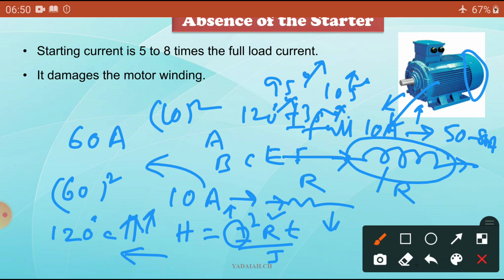But initially it will draw the current, instead of 120 degrees, this temperature may be 150 degrees centigrade or 130 degrees centigrade. Due to this, the insulation, the enamel coated on the winding, maybe due to the heating, that will fail, causing insulation damage. If the insulation is damaged, what will happen?